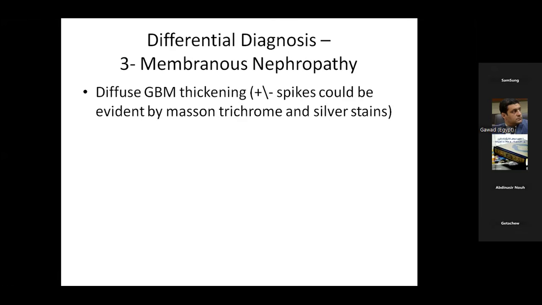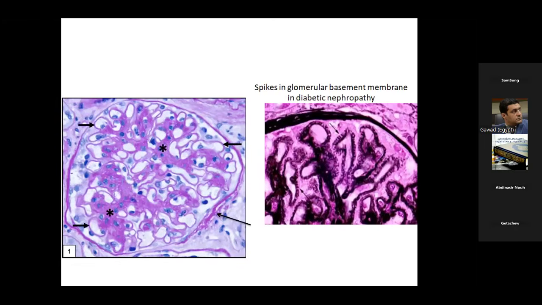The third differential diagnosis is membranous nephropathy. It is one of the differential diagnoses because it causes thickening of the glomerular basement membrane. But in this case, it's an immune complex mediated disorder that causes subepithelial deposits with what is known as spikes that will be formed along these deposits, with the formation of the glomerular basement membrane along these deposits.